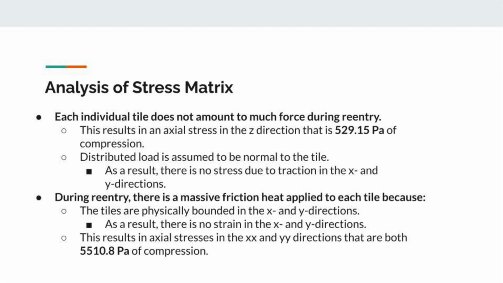In solving this problem, we assume that the tiles were unable to expand laterally in the x or y directions. This means that there is no strain in these directions. When taking these assumptions into account, we found the axial stresses in the x and y to be about 5,511 pascals. This is quite large relative to sigma zz, which makes sense because when the tile is unable to expand laterally, stress really starts to build up.